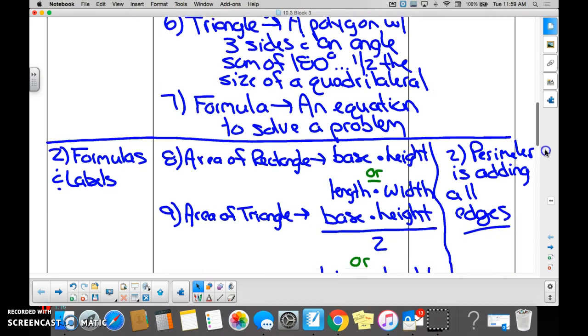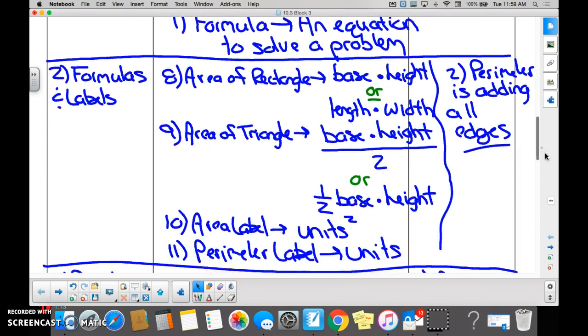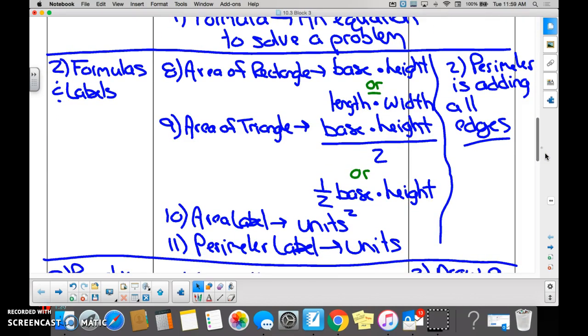Okay. You guys all know what a formula is? Do you have to know that the area of a rectangle is base times height? Yes. How many of you already knew that? Okay, almost all of you. And then is length times width the exact same thing as base times height? Yes, either one works. And then why is the area of a triangle base times height divided by 2?